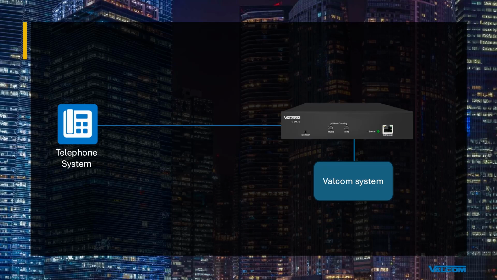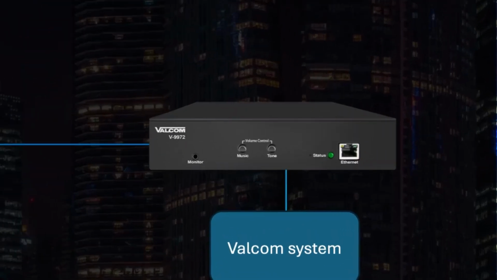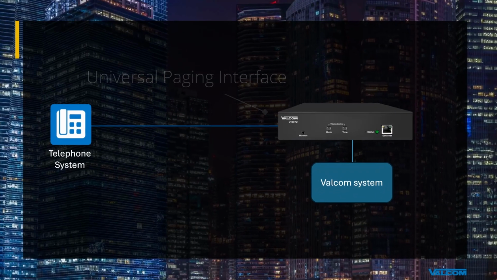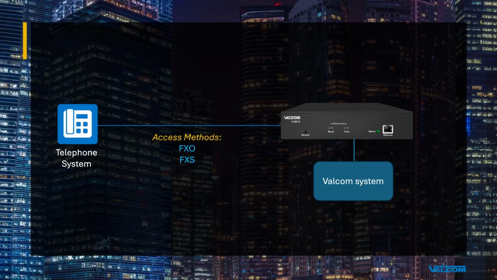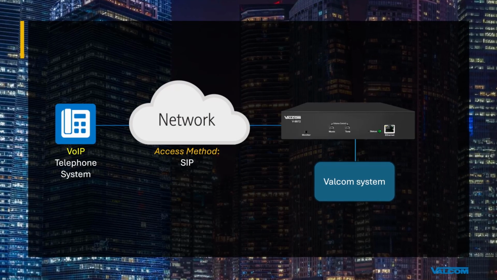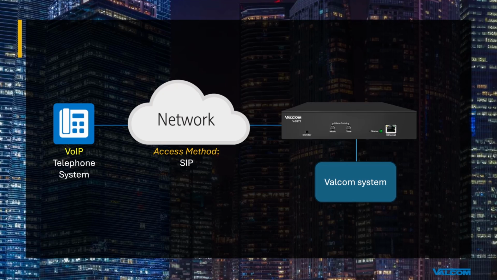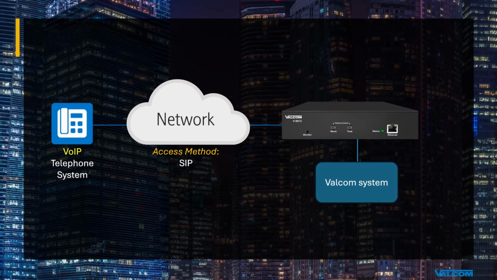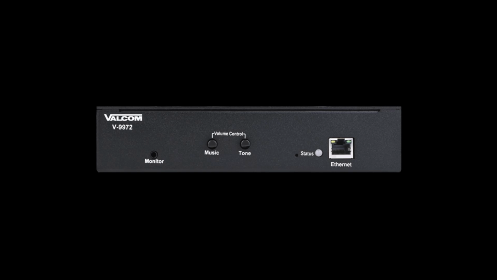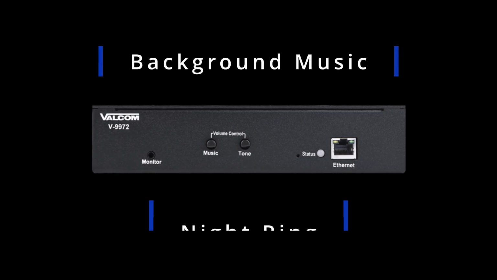Since telephone systems come in many different varieties, Valcom offers a device called the Universal Paging Interface that will allow integration with most of them. This device provides physical ports to interface with an on-premise analog telephone system and SIP capability, or Session Initiation Protocol, to interface via network with either on-premise or cloud-based VoIP telephone systems. The Universal Paging Interface also offers other features, such as input for background music and night ring functionality.